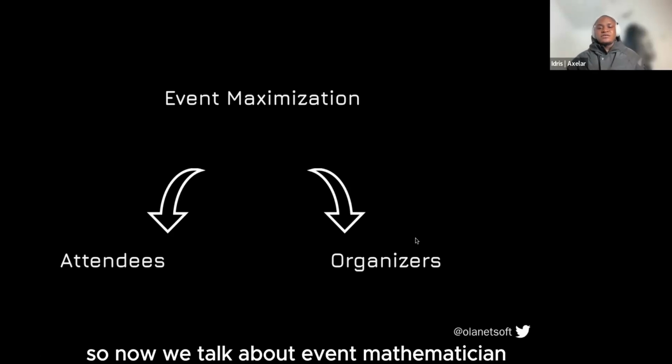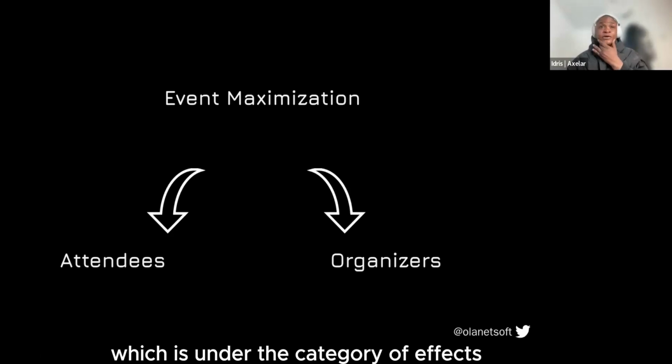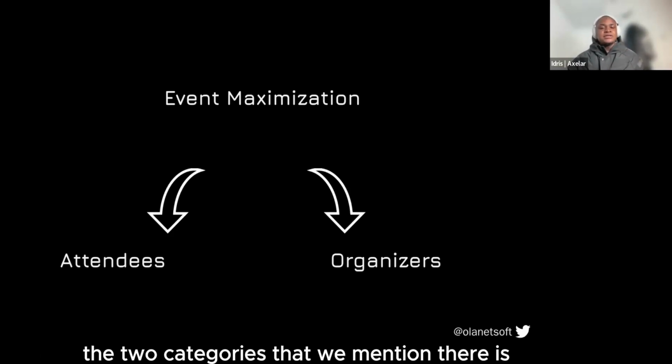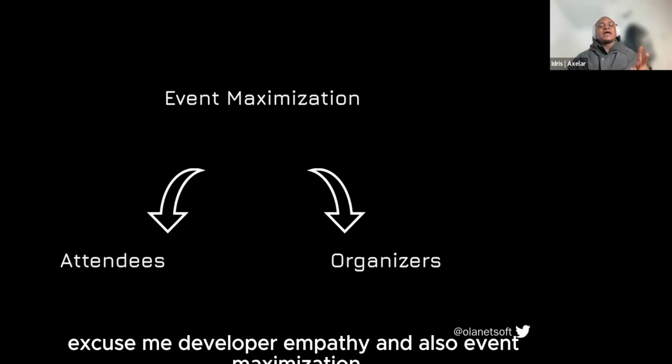So now we talk about event maximization, which is under the category of engaging developers effectively. The two categories that we mentioned there are developer empathy and also event maximization. So now, let's proceed.